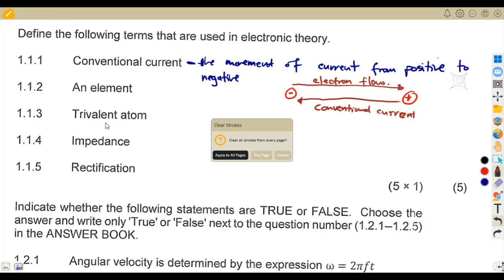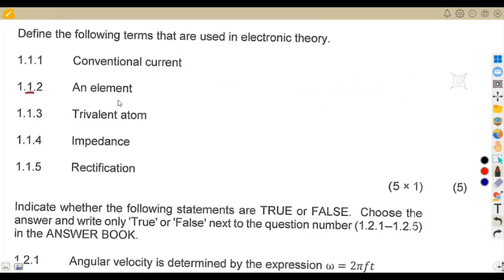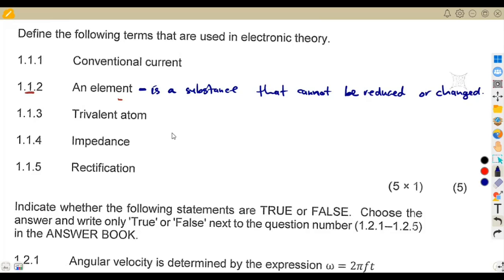All right, so let's check the other part on 1.1.2, where we're given an element. In this case, what is an element? This one, I think it's a clear one, whereby we're referring to a substance that cannot be reduced or changed. So this one is simply a substance that cannot be reduced. So it cannot be reduced in terms of either size, or cannot be changed. It cannot be reduced or cannot be changed. That is what we are supposed to have in this case.